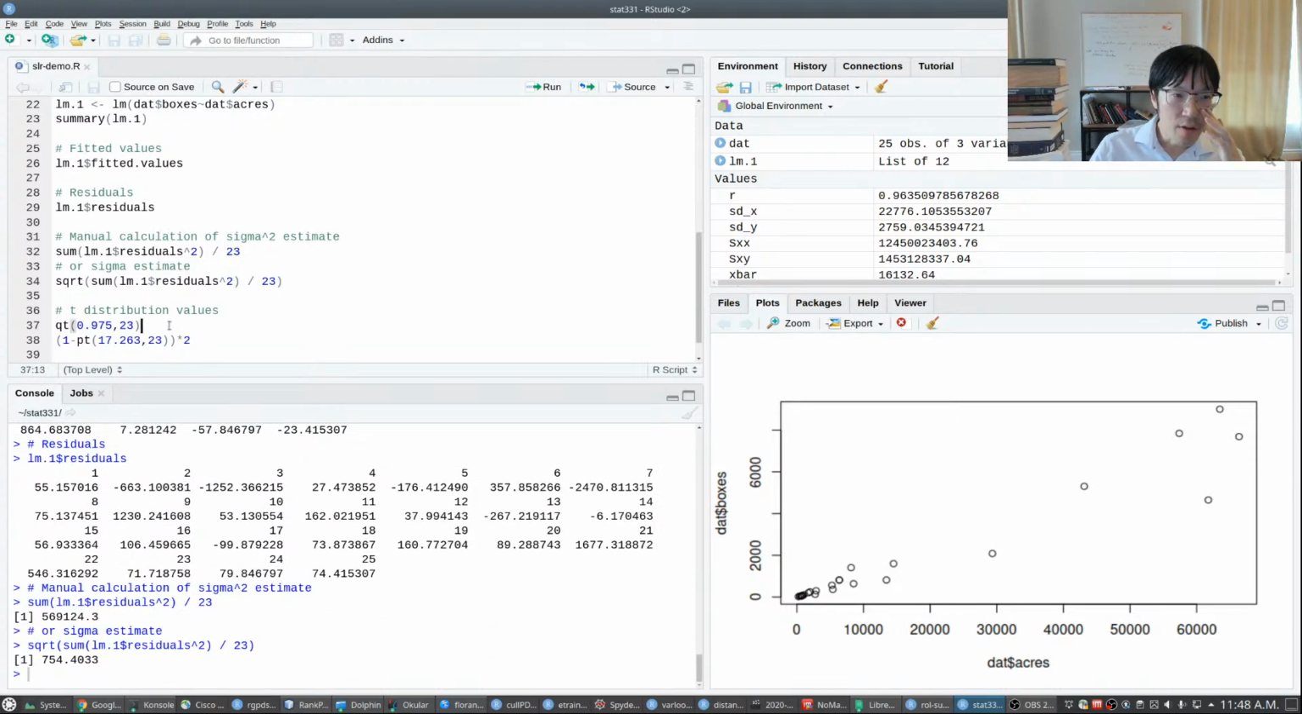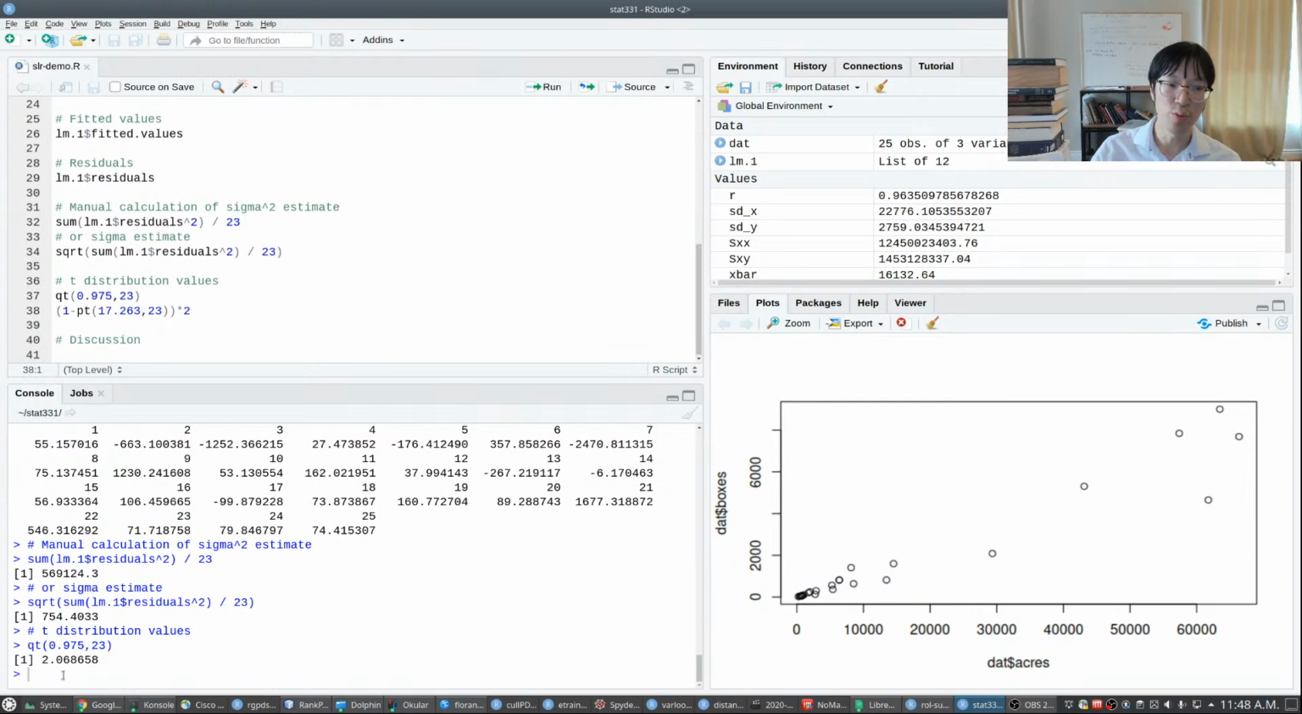Okay, and then finally we have values of the t distribution. So to get our values for constructing confidence intervals, we can use the two functions related to the t distribution, q for getting the quantiles, and p for getting the cumulative probability. So q, plugging in the quantile we want, 0.975 with 23 degrees of freedom, gives us the roughly 2.07 that we used on the board.